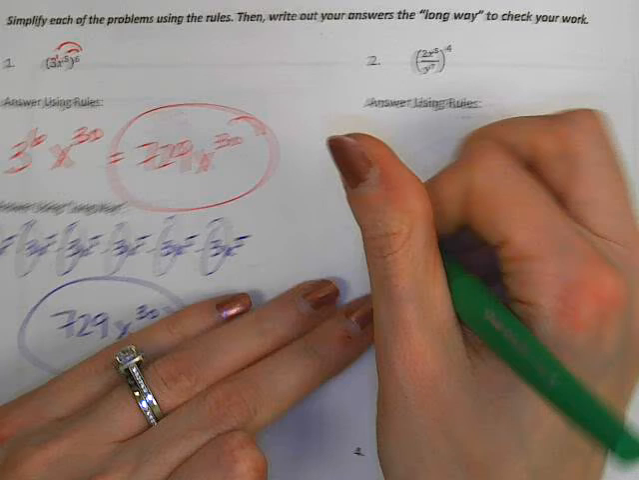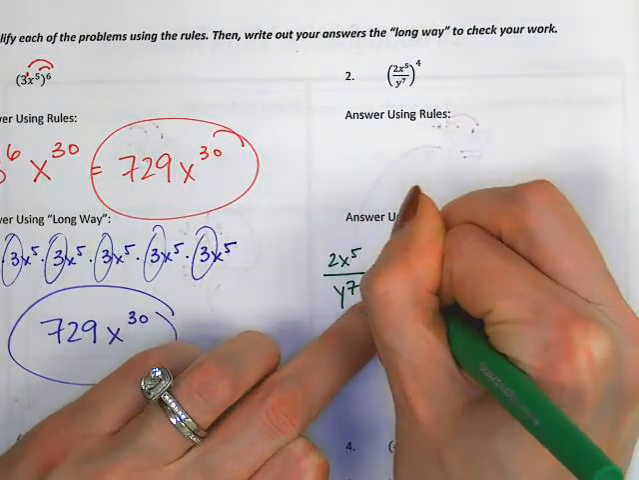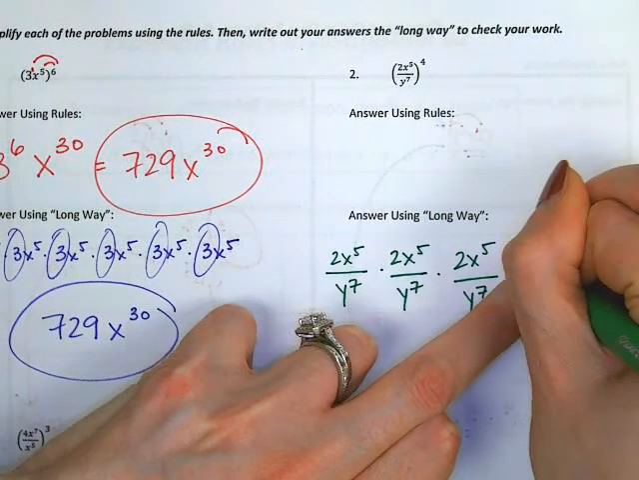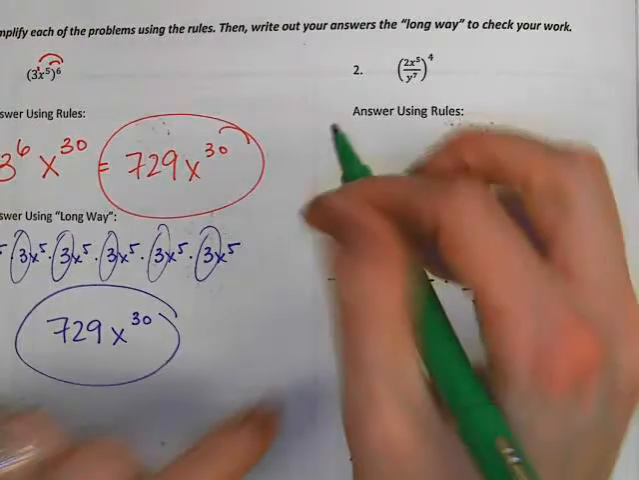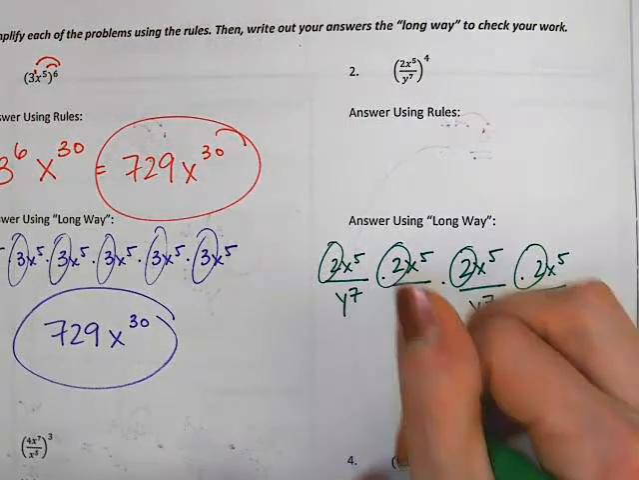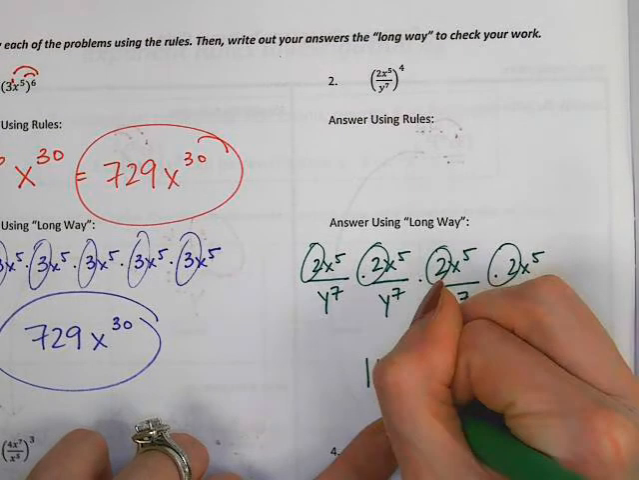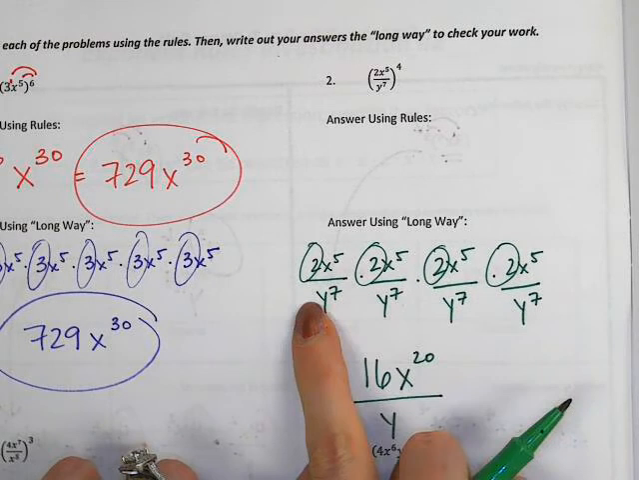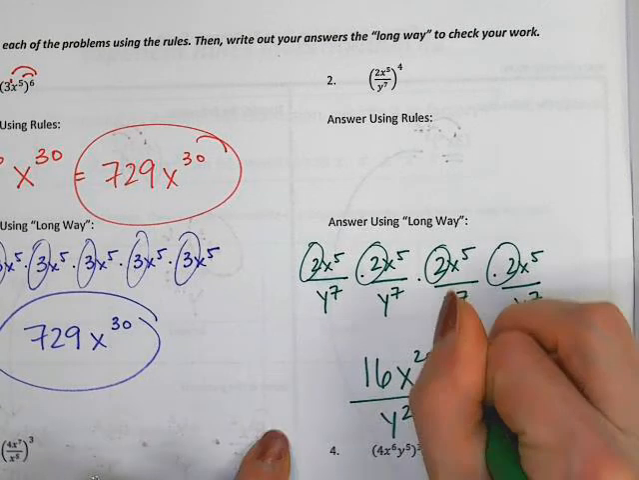Let's do the long way first. 2x to the 5th over y to the 7th. We got that 4 times, because the 4th power means 4 times. All right, let's do it. 2 times 2 times 2 times 2 is what, 16? When you're multiplying same bases, you add. So if you add 5 plus 5 plus 5 plus 5, that's 20. And on the denominator, when you're multiplying same bases, you add. If you add up those y's, you get 28.